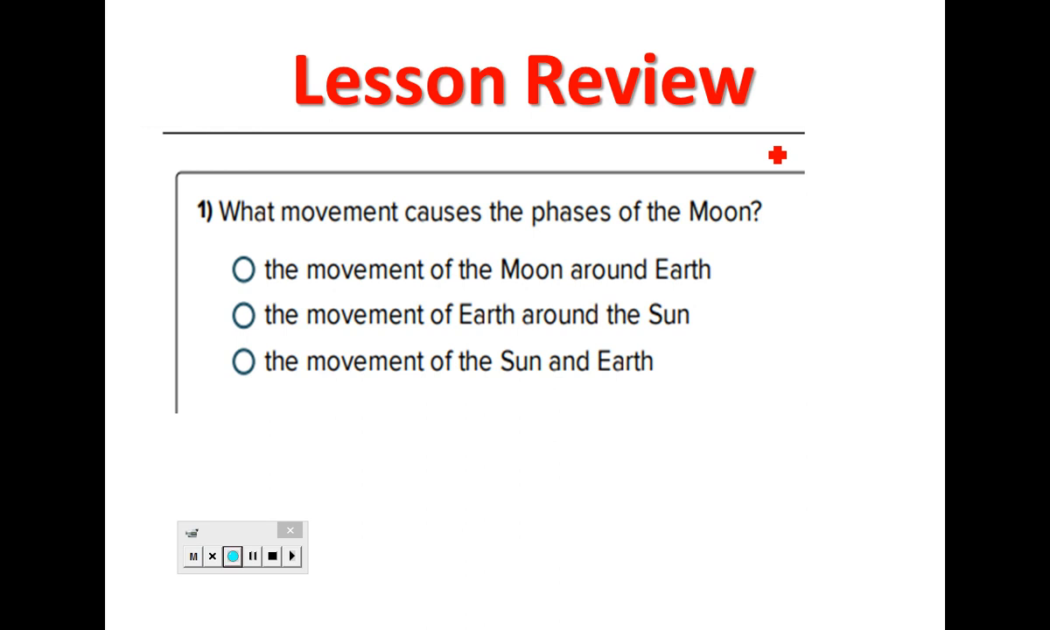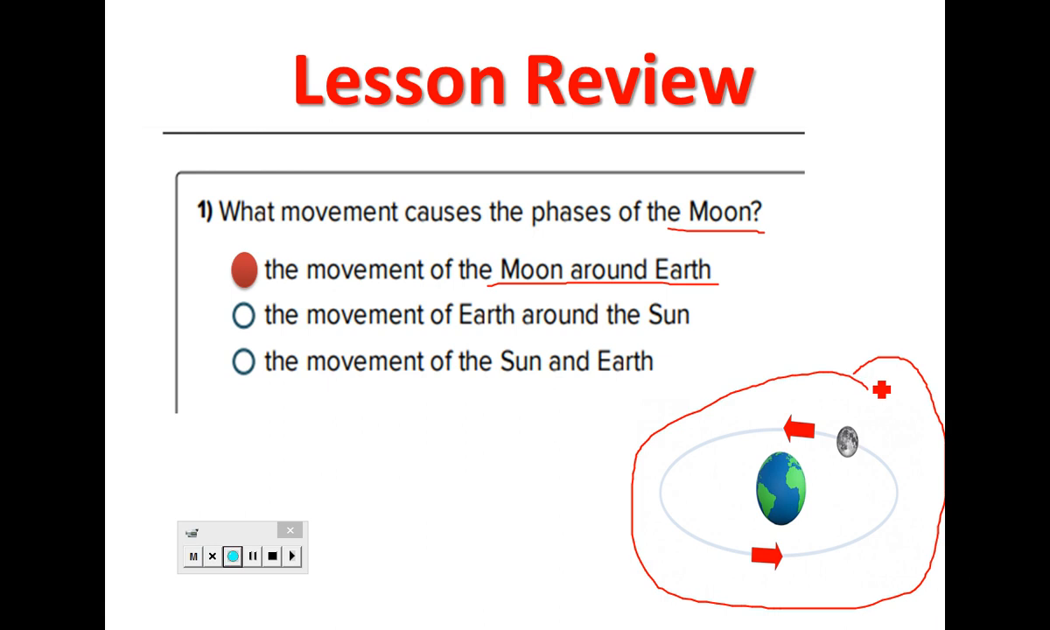Lesson review. So we will keep answering some questions to make sure that you understood the lesson completely. Let's look at the first one. What movement causes the phases of the moon? We all know that the moon is moving around Earth, and that's what causes the different phases of the moon. So let's see which answer you will choose. The movement of the moon and Earth, that's what causes the phases of the moon. The movement of Earth and the sun, the movement of the sun and Earth. What do you think? Which one is correct? Of course, the first one, the moon and Earth, as you can see here in the picture.